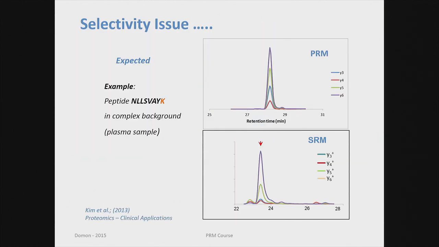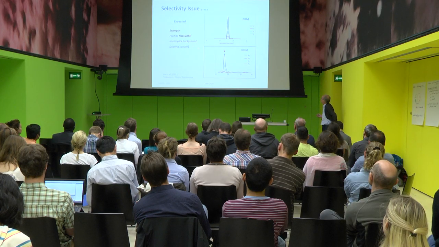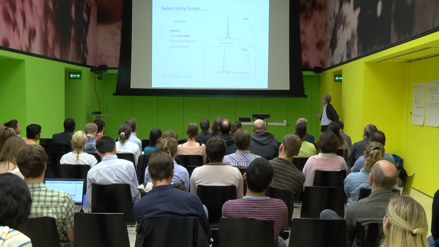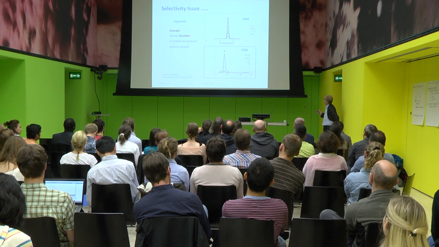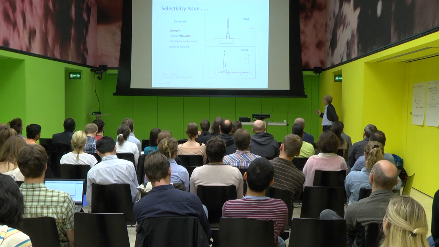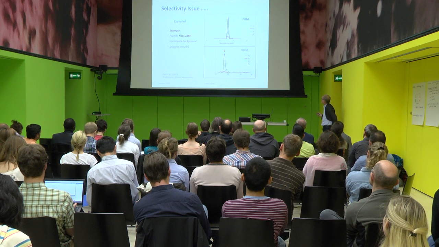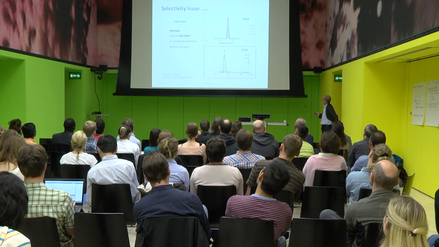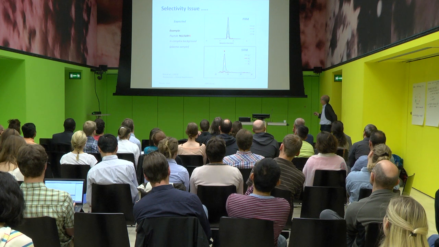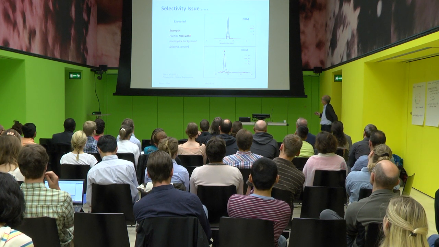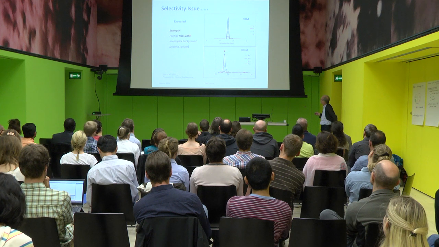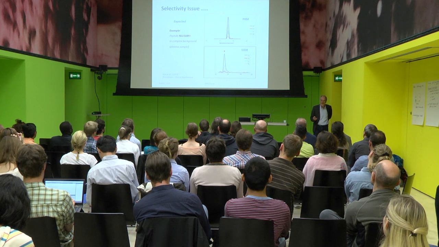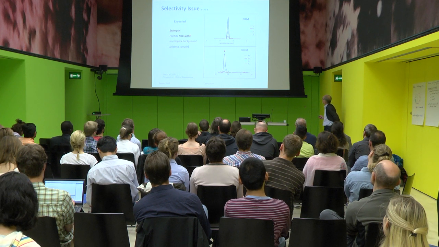So, back to selectivity of measurement. This is one example. This is actually the slide I showed you at the beginning to make the point about the background. So this is a PRM experiment of the internal standard, and you see here it's what we do expect. In SRM, you may see the peptide is all right, but if you look at the ion ratio, you already see that there is a little bit of a question mark, or the ion ratio is not exactly what it should be. But this is the internal standard. We don't worry too much about that.